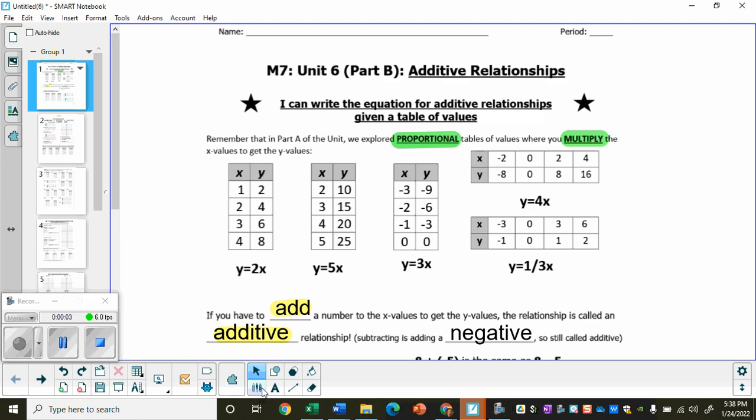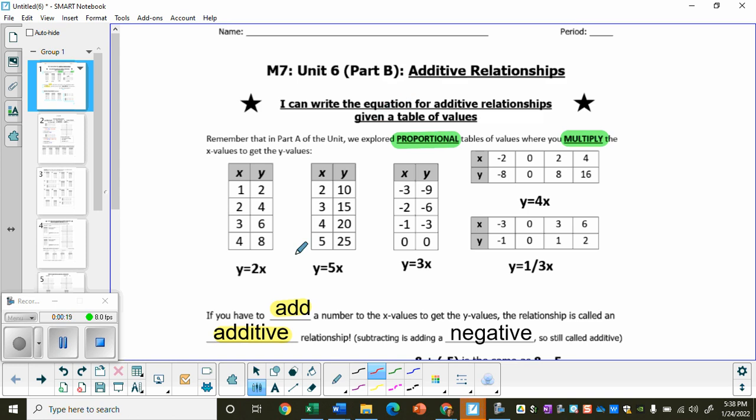Hey folks, in today's video we're going to be looking at part B of this unit, where we're focusing on additive relationships. And you can see again our first I can statement right here: you can write the equation for additive relationships given a table of values.